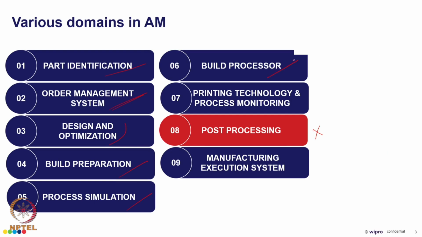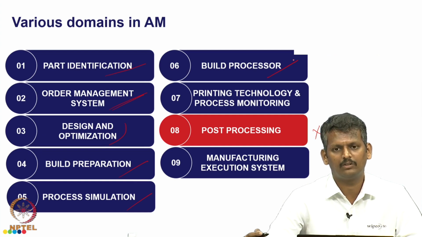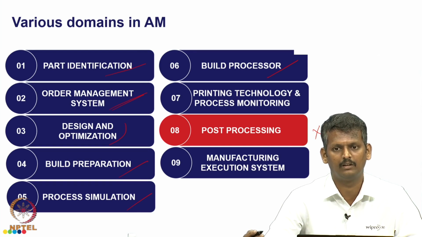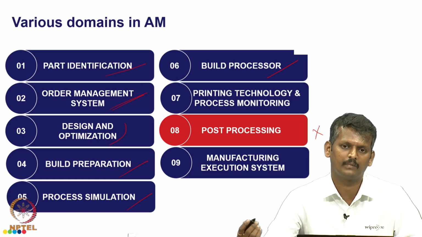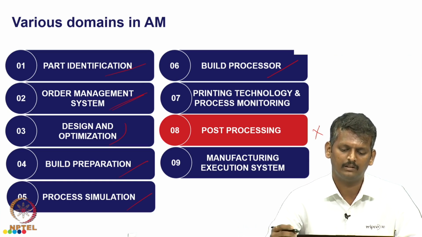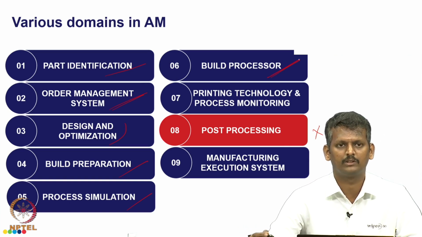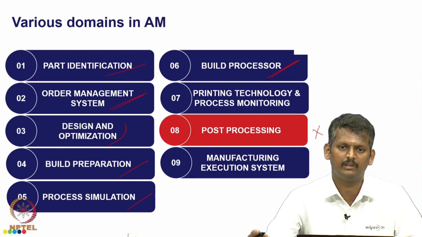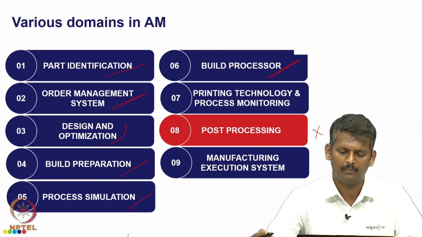And coming to the build processor, each technology and each machine manufacturer might have a different type of build processor for their requirement, which generates the machine code that can be read by the machine itself. It plays a very important role because each machine will have a different type of firmware, and based upon the firmware's requirement we need to generate the code.